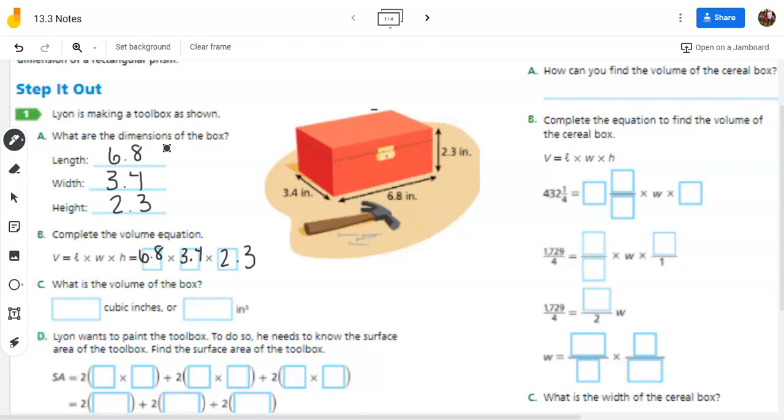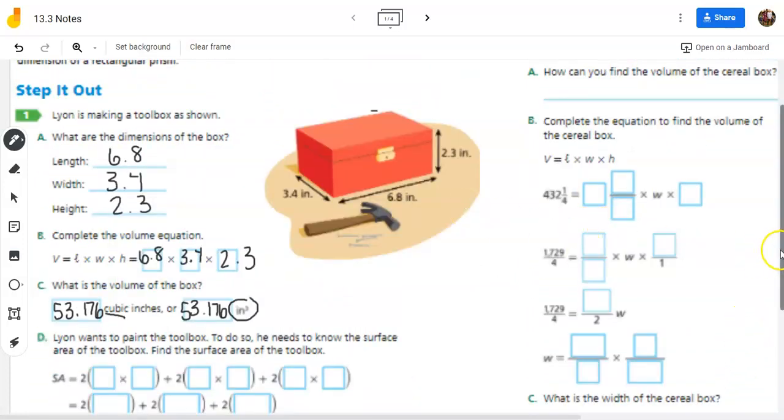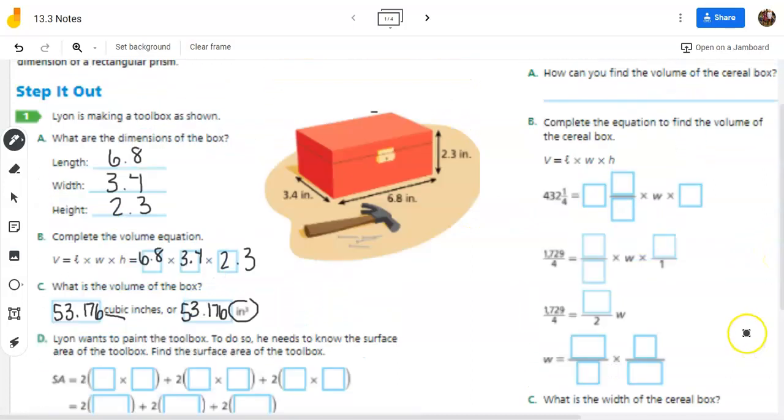And when I multiply that together, I get 53.176 cubic inches. If you don't want to write the word cubic out, they just have inches cubed right here for you. So 53.176. Okay, let's try that again. Well, it's not going to let me go down.